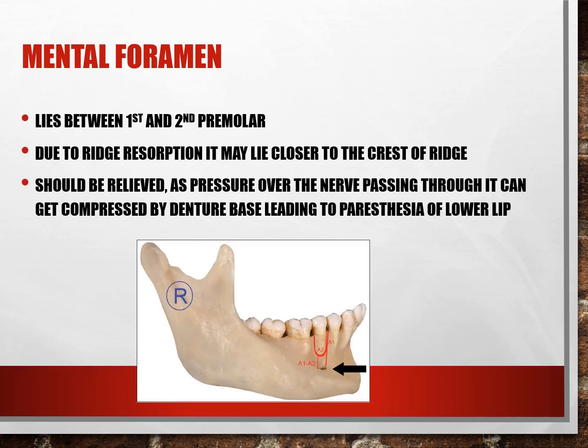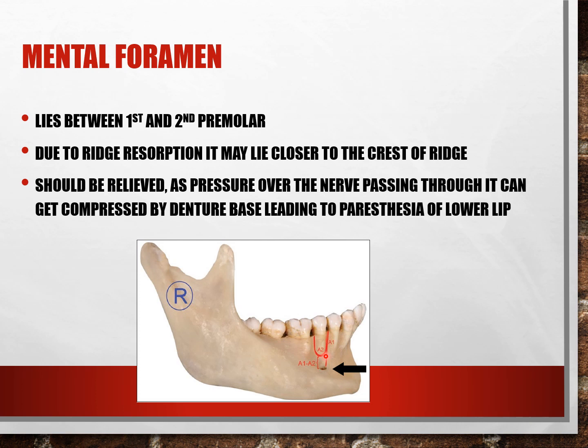Mental foramen. It lies between your first and second premolar, somewhere between these two premolars. Due to ridge resorption, it may be closer to the crest of the ridge. Suppose when we extract all these teeth, and as the bone resorbs, as the height of the bone goes down, you can see the mental foramen comes closer to your crest of the ridge.